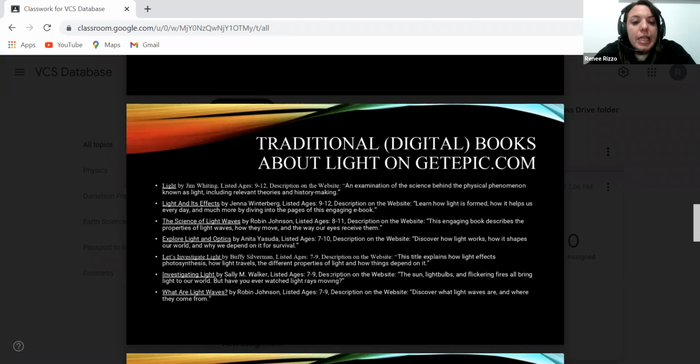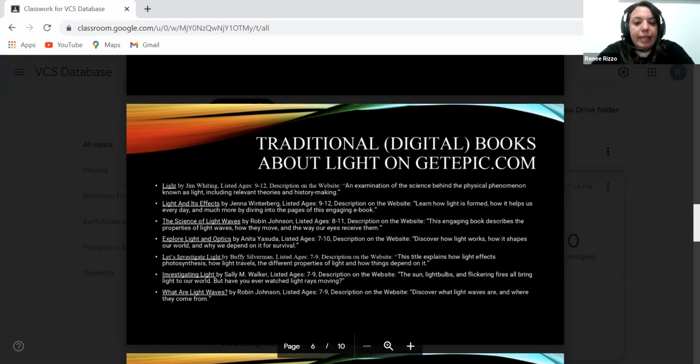Let's Investigate Light by Buffy Silverman. Listed ages 7 through 9. Description on the website: This title explains how light affects photosynthesis, how light travels, the different properties of light, and how things depend on it.